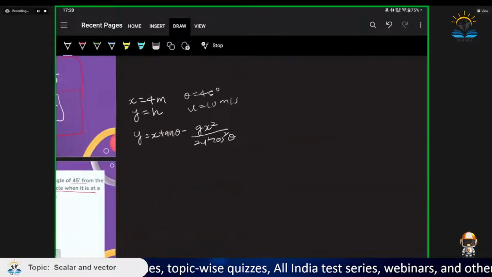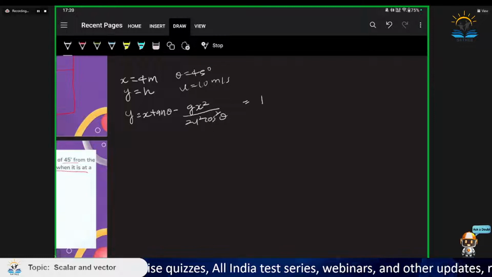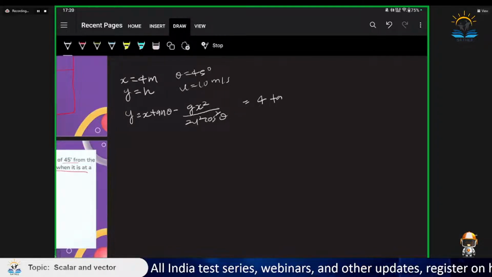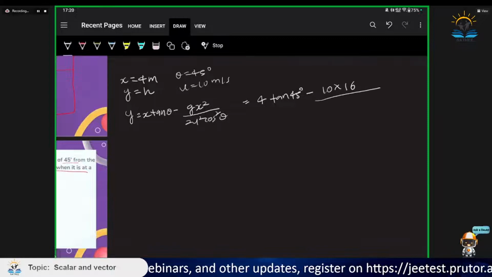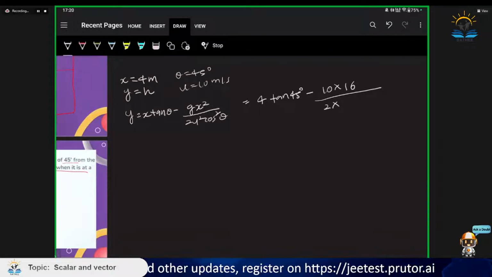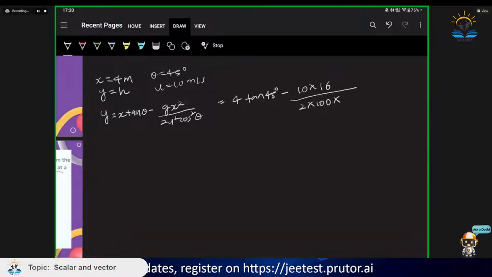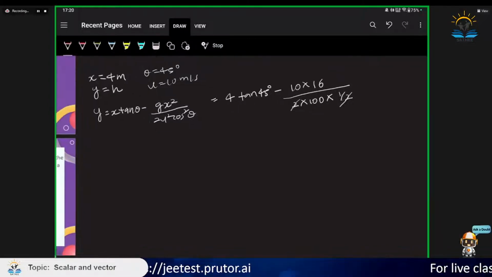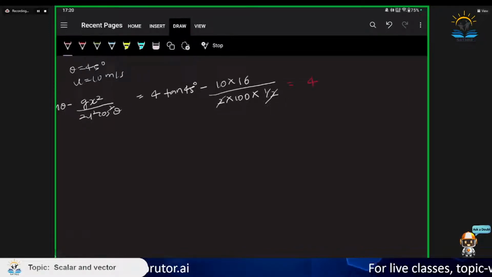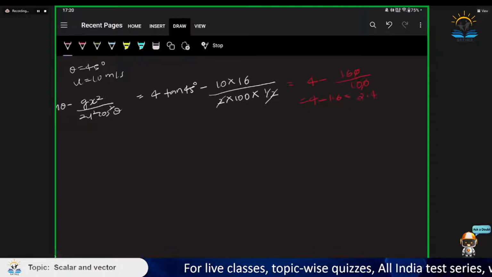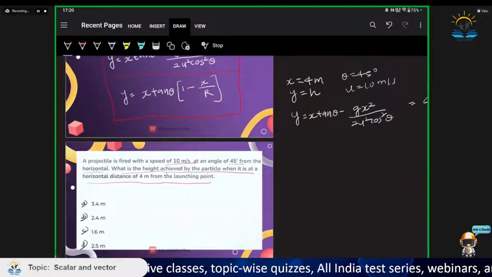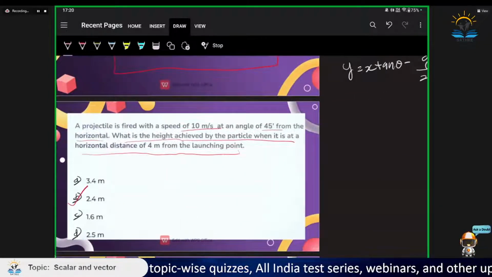So let's solve this. X is 4, so 4 into tan 45, which is 1, minus g is 10, x square is 16, over 2 into u square, that is 100, into cos square theta. Cos 45 is 1 by root 2, so cos square 45 will be 1 by 2. The 2 I can cut here. So our answer will be 4 minus 160 divided by 100. So 4 minus 1.6, that is 2.4, will be our correct answer. Option B, 2.4, is the correct answer.